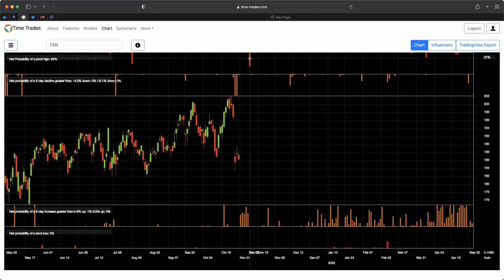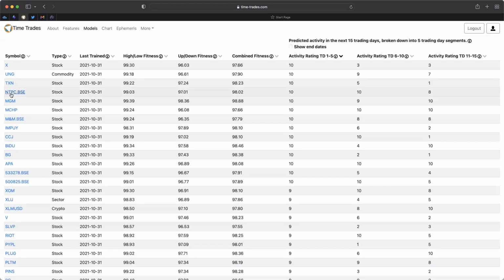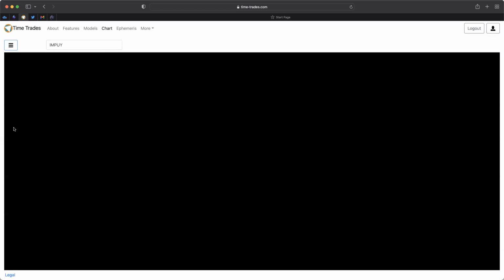And we can look at the high probability of a pivot high, 65% coming up on November 8th. So I love to see forecasts like this where we combine moves up with pivot highs, right? So those are really reinforcing each other and telling me that this is a tradable forecast. Okay, so that's Texas Instruments.